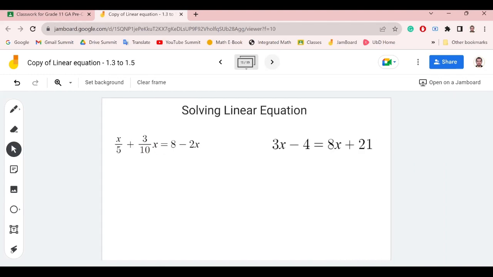Okay. Now solving linear equations. Okay, as you can see here. Wait, what time is it? Okay, let's stop here because we don't have much time. Yes, for sure.